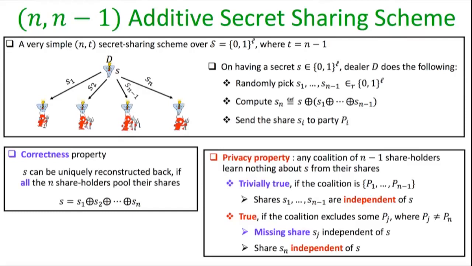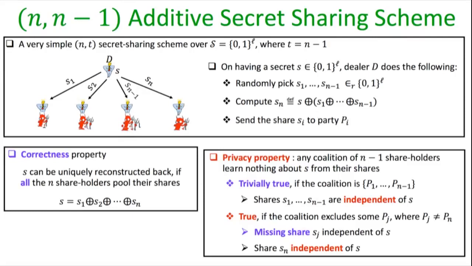Now let's understand the privacy property. The privacy requirement was here that if any set of n minus 1 shareholders come together, they should not learn what the secret is. That means even if one share is missing, the secret is not reconstructible. And the proof can be divided into two cases depending upon which set of n minus 1 shareholders you are considering.